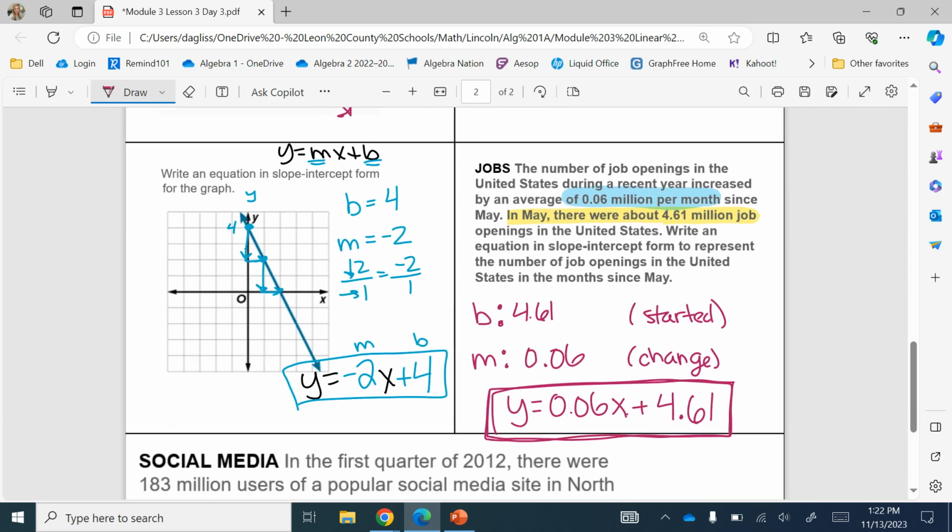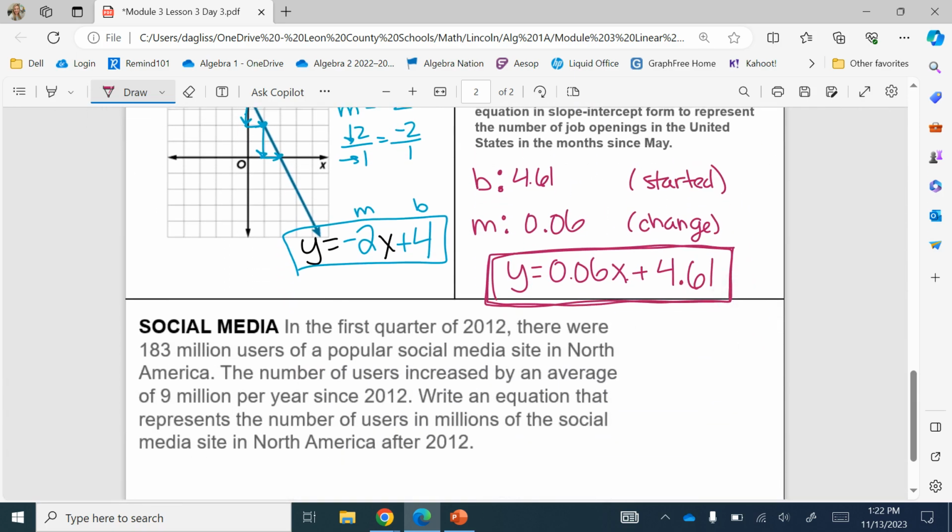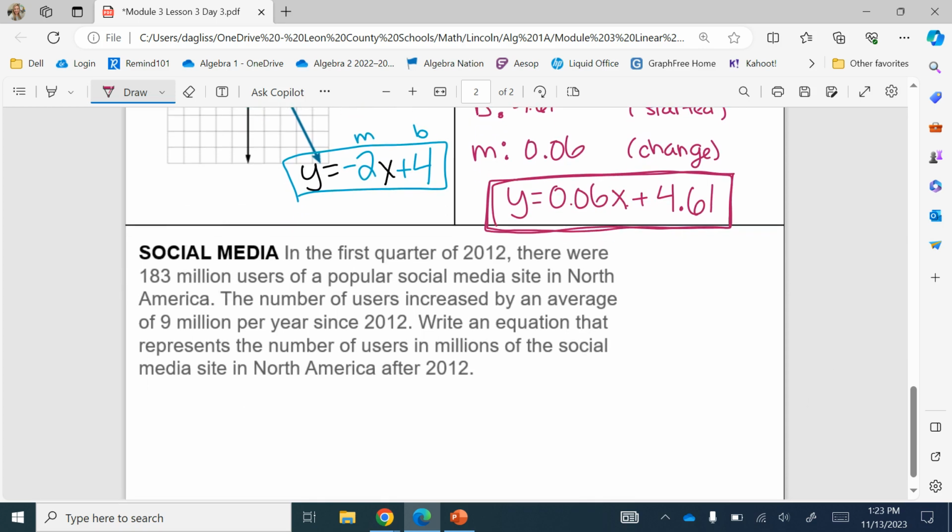Okay. Here we go. Social media. In the first quarter of 2012, there were 183 million users of a popular social media site in North America. The number of users increased by an average of 9 million per year since 2012. Write an equation that represents the number of users in millions of the social media site in North America after 2012. All right, two things we need to know. What did we start with and how did we change?